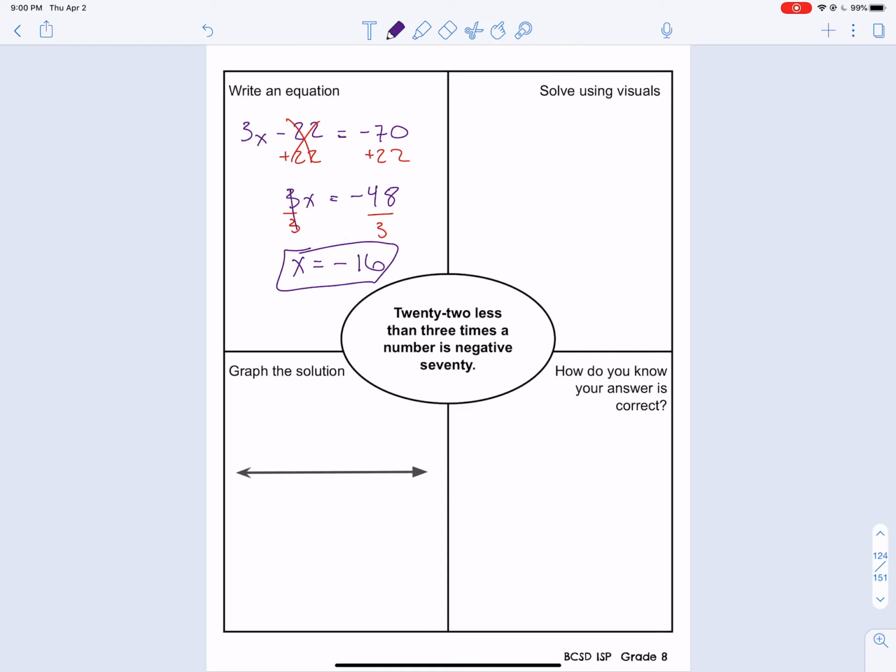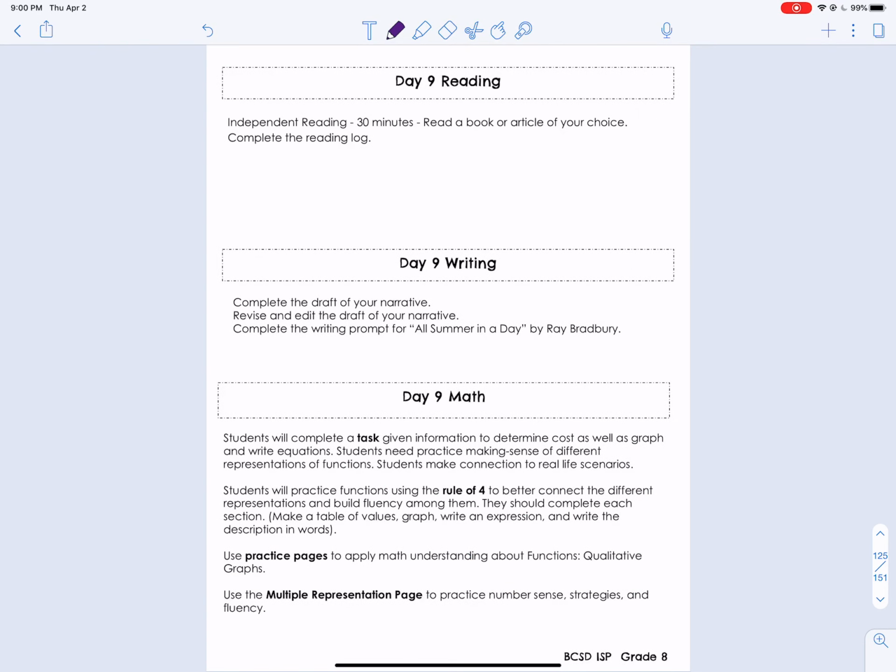Okay, so x equals negative 16. All right, and I'm going to leave the rest for you. Graph, same as we did before. And that is all for day 8.